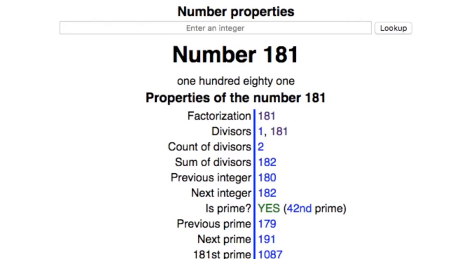It's the 42nd prime, with 42 being a number you all know so well. At least I hope you know that number pretty well by now, right? So it's the 42nd prime. You add the divisors of 181, it's 182. The divisors, it's the prime, so it's 1 and 181. That's 182.